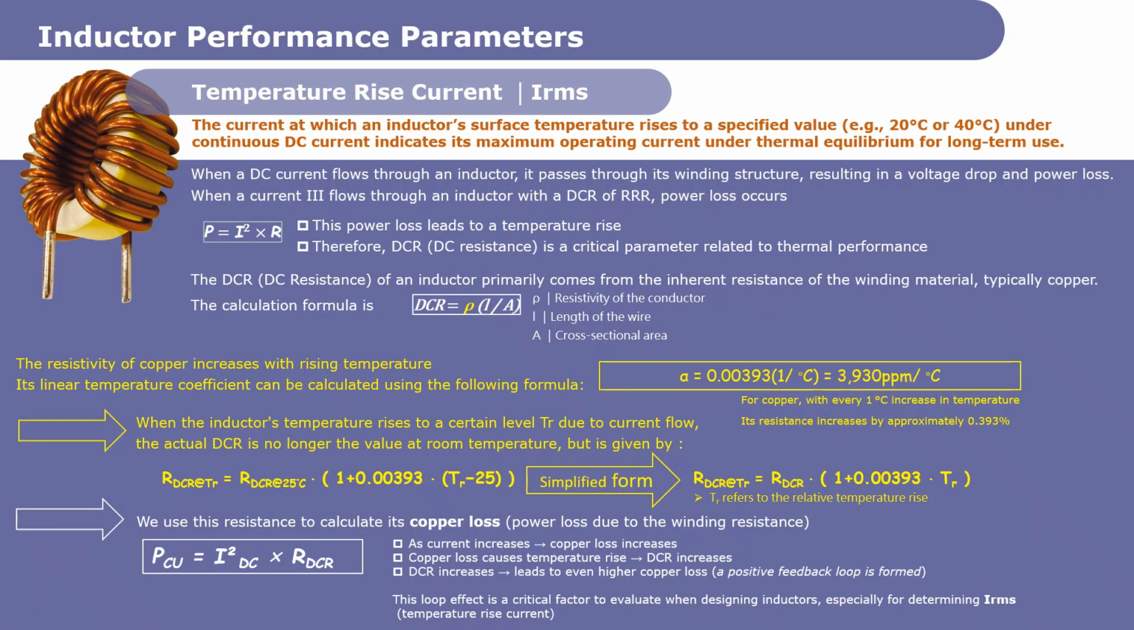This is due to copper's temperature coefficient, 0.00393. That means for every 1 degree Celsius rise, the DC resistance increases by about 0.393%. Higher temperature, higher resistance, faster heat buildup. By understanding this feedback loop, we can accurately calculate the IRMS for long-term operation.